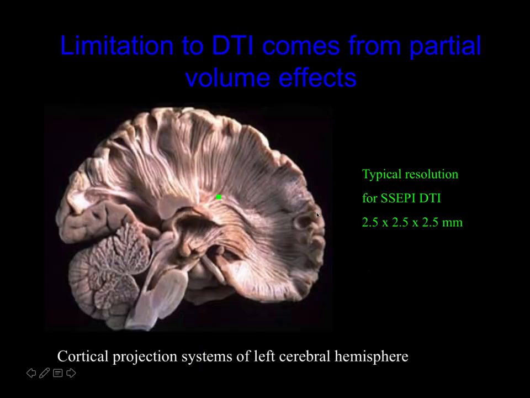So for the diffusion tensor, there's a limitation, and it comes from partial volume effects. Here's the brain, and for a typical resolution of 2.5 millimeters, I put that little voxel here. You can see there's a number of bundles that run through that, and that's just at the level of the naked eye. At the microscopic level, there's even more.